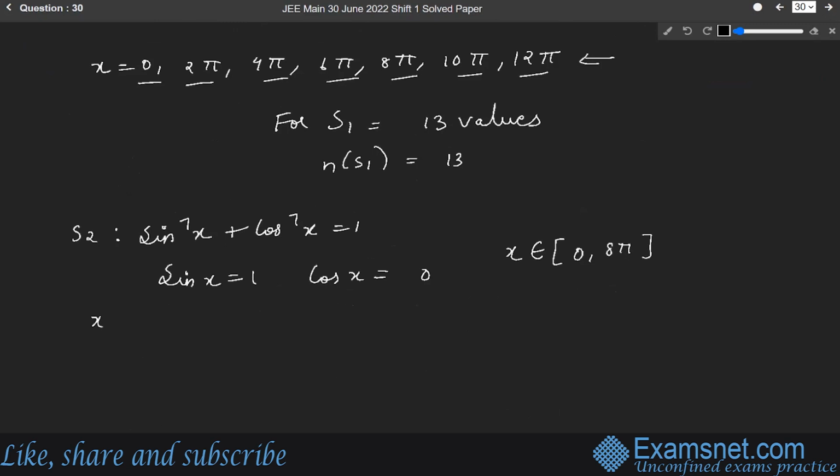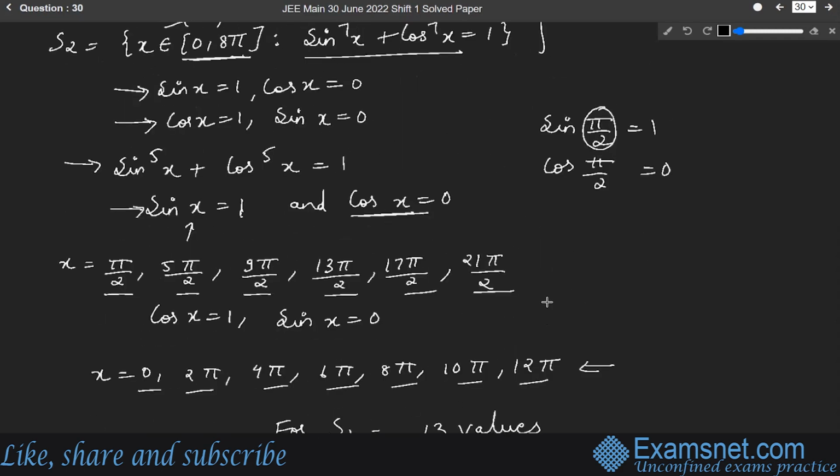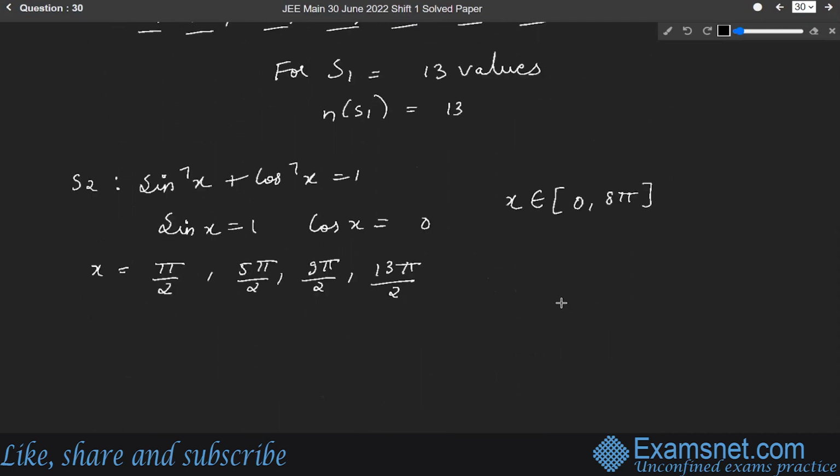Remember this. So the values of x will be pi by 2. We know that sin pi by 2 is 1 and cos pi by 2 is 0. Then 5 pi by 2, 9 pi by 2 and 13 pi by 2. We can only take up to 13 pi by 2 because here the range is given 0 to 8 pi. You can see that for set 1 we took up to 21 pi by 2 because there the range was from 0 to 12 pi. But for set 2 we have to take the values of x that lie between 0 and 8 pi. So these are the 4 values of x for the condition sin x equal to 1 and cos x equal to 0. Now what is the second condition?